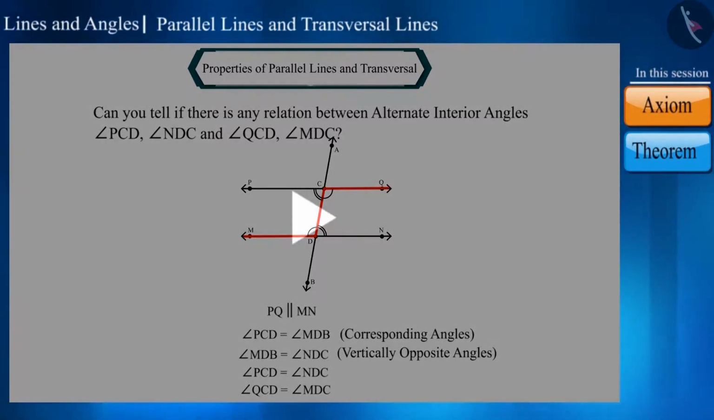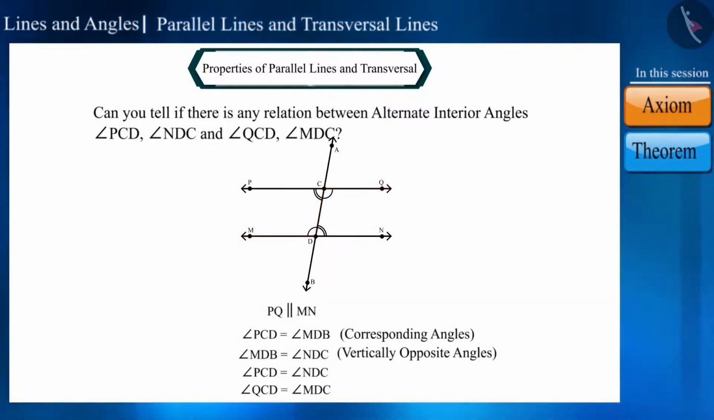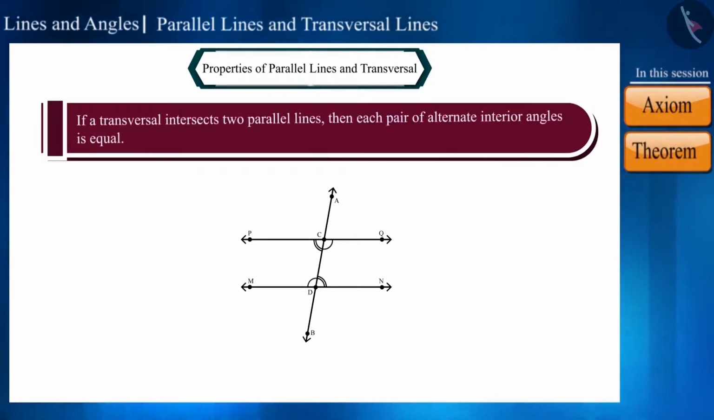Why don't you pause the video and try to prove it? Now we can write our result as a theorem in such a way that if a transversal intersects two parallel lines, then each pair of alternate interior angles is equal.